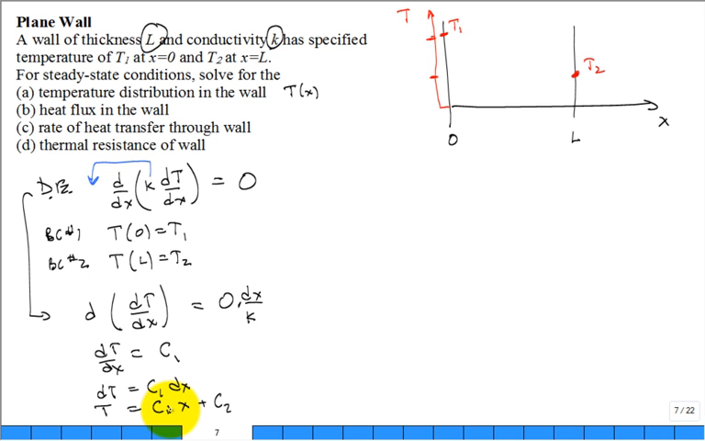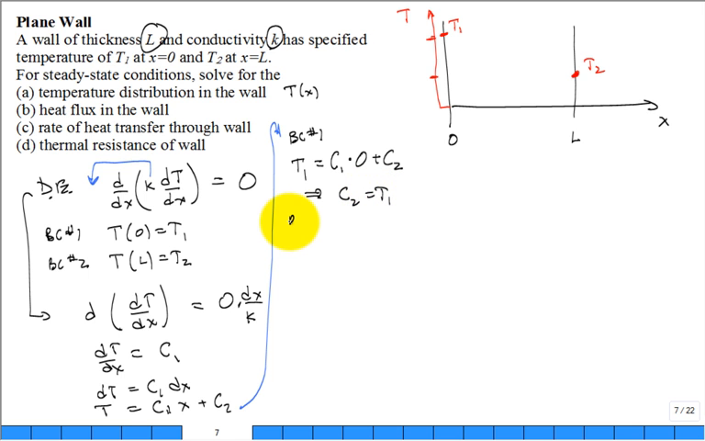Yes, please nod head up and down. Yes. Okay, thank you. Then we continue on, and we say apply boundary condition number 1, and we get that T1, that's the temperature evaluated at x equal to 0, is equal to C1 times 0 plus C2. Can I solve for one of those constants right away? Sure. I conclude that C2 is equal to T1.